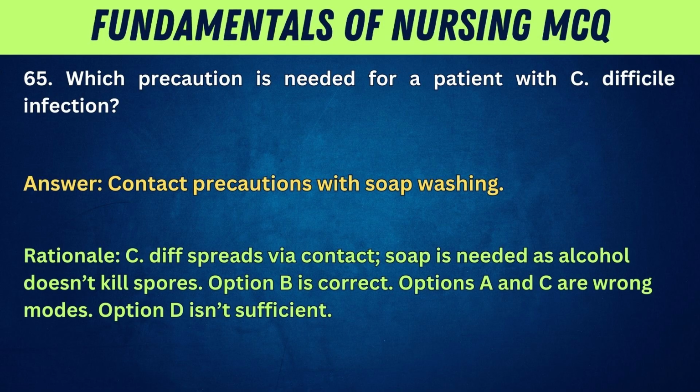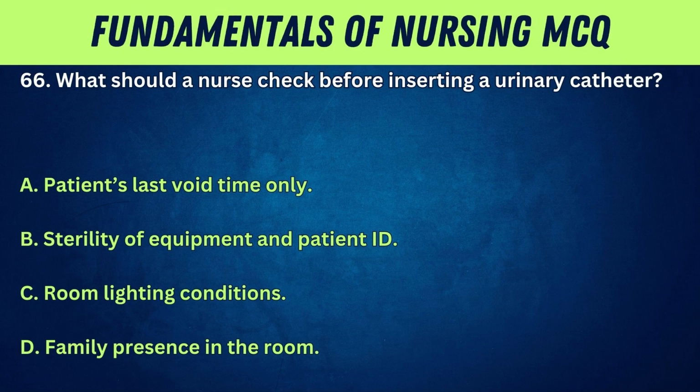Answer: contact precautions with soap washing. Rationale: C. diff spreads via contact. Soap is needed as alcohol doesn't kill spores. Option B is correct. Options A and C are wrong modes. Option D is insufficient.